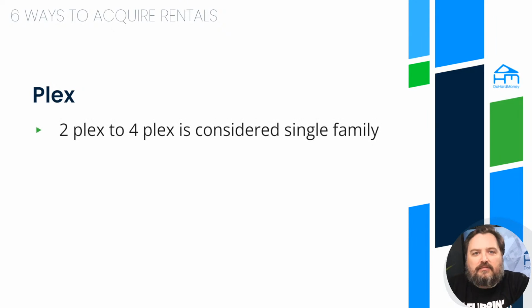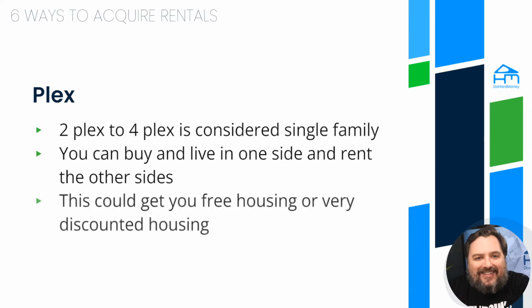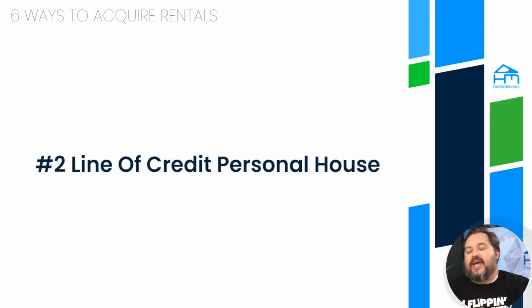Plexes, 2plex, 4plex, all considered single family. You can buy one and live in the other side. This is you buying it. You can buy one, live in a side, rent the other side. This could get you free housing or very discounted housing that could allow you to gather funds that you can then use for another investment property. Don't go spend that money. So that's a way to do this.